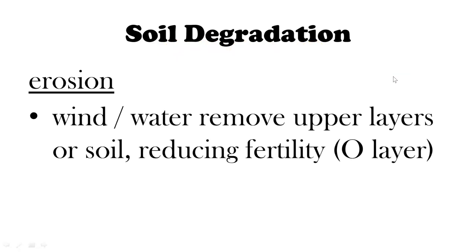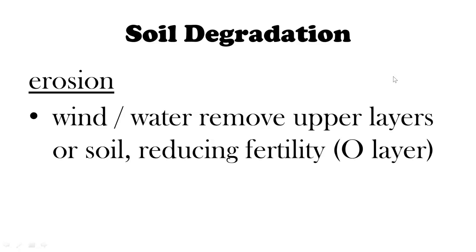We can think of soil degradation as the loss or depletion of fertile soils, and we're going to take a look at some of the main causes of soil degradation. The first one here is erosion. Wind and water can remove the upper layers of soil, which of course is going to reduce the fertility. What we're talking about here is the O layer. Remember, the O stands for organic. When we're talking about erosion, we're talking about any process that takes away the top of the soil.